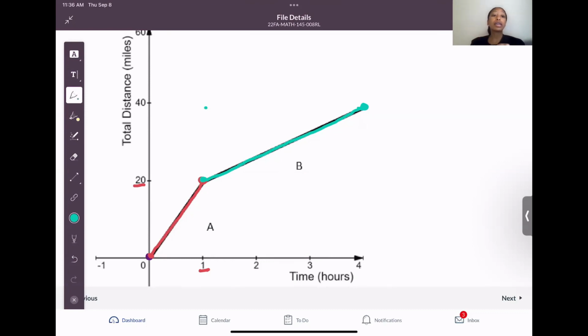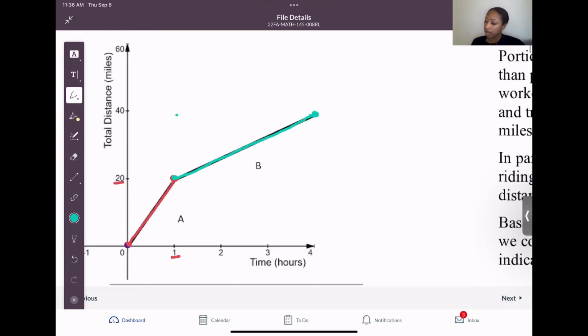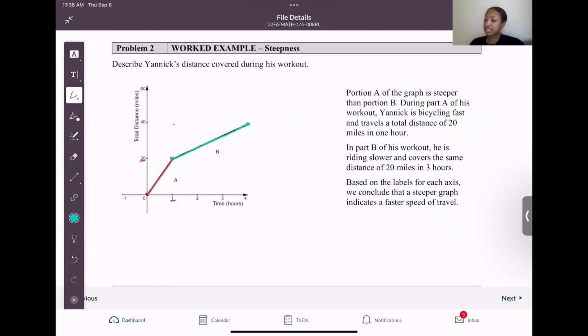One thing that we can look at that indicates that there's a change in his speed is the steepness of the line. When we have the steeper line, the red one, that means that we're traveling at a faster speed. So Yannick was traveling at a faster speed. Specifically, he was going 20 miles per hour. And then on the green line segment B, it's a little bit flatter. So that indicates that his speed slowed down over the rest of the hours. All right, so portion A of the graph is steeper than portion B.